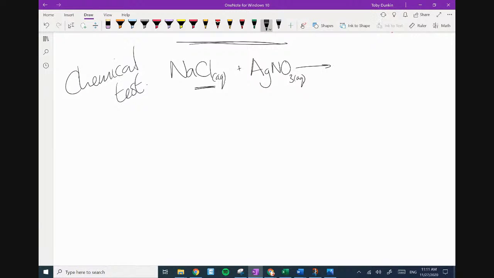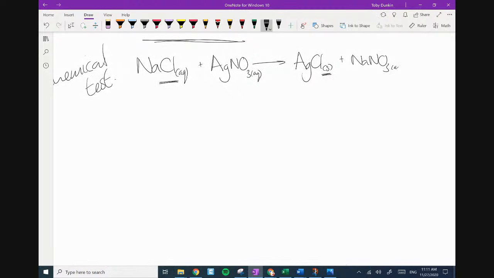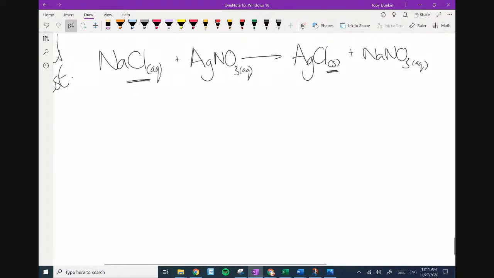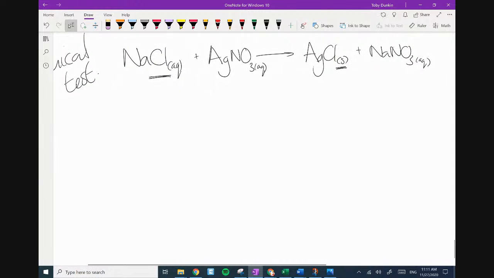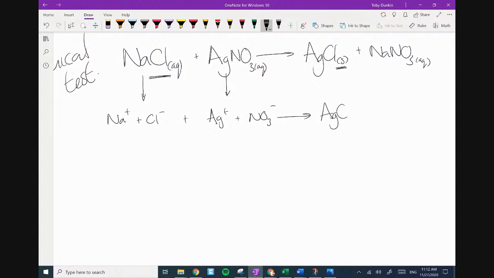And what's going to happen is I'm going to form silver chloride, which is a white solid, and sodium nitrate, which is aqueous, because all nitrates are soluble. So it's always aqueous. We can now convert this into an ionic equation. So all the aqueous species are going to become their ions. Na+ Cl- + Ag+ NO3- goes to AgCl, it's a solid, I'm not going to separate it, plus aqueous Na+ and NO3-.